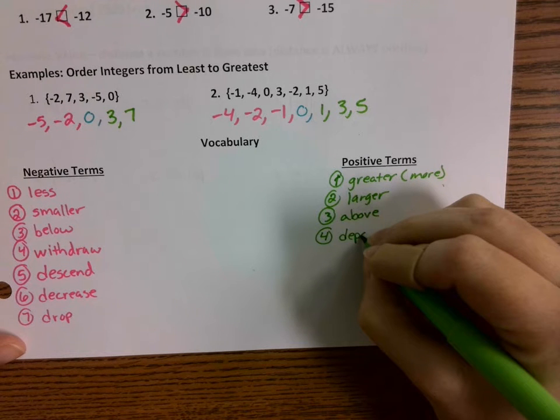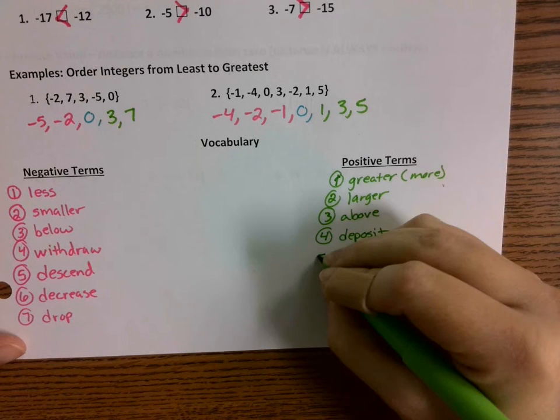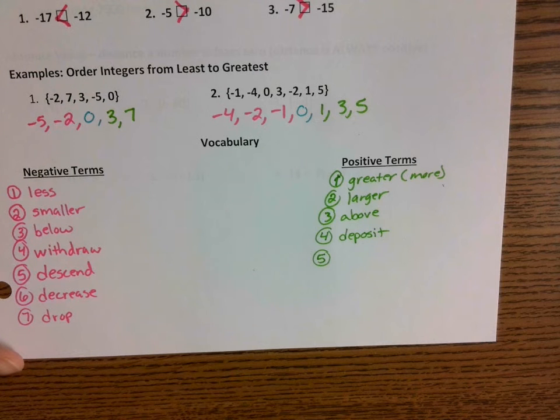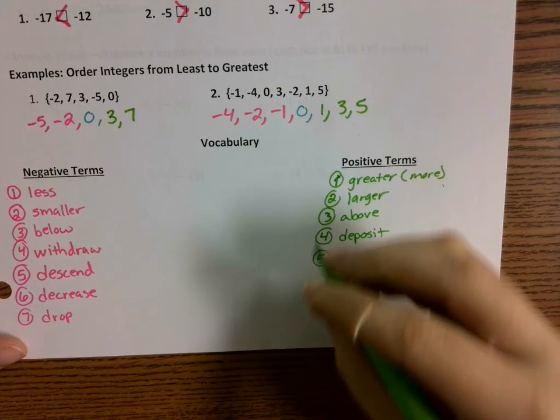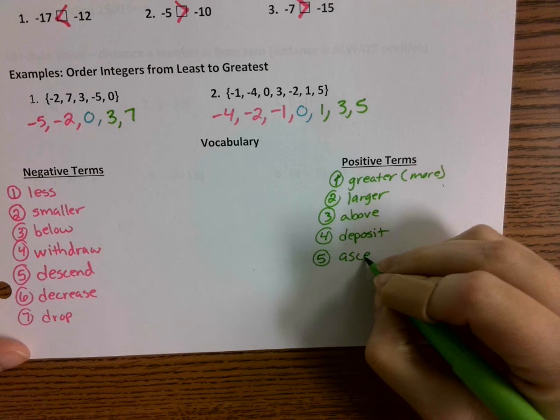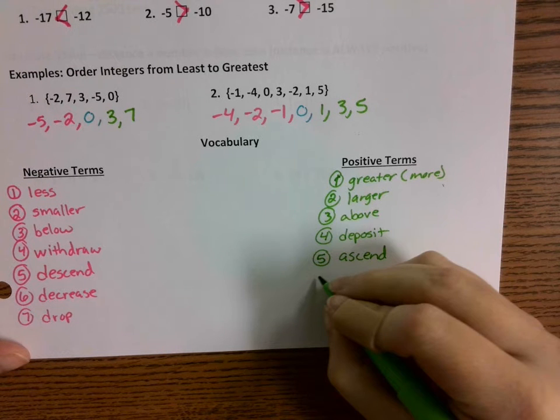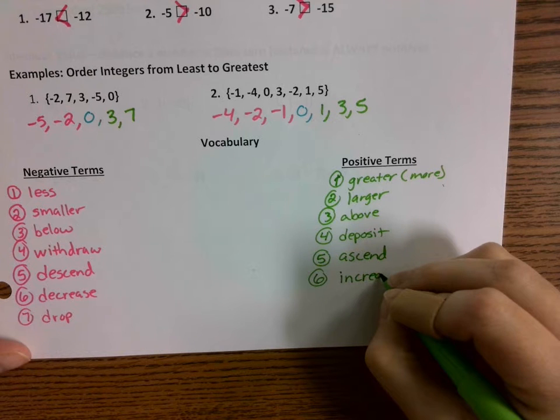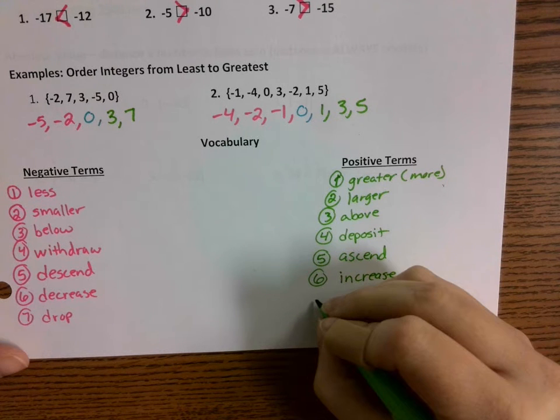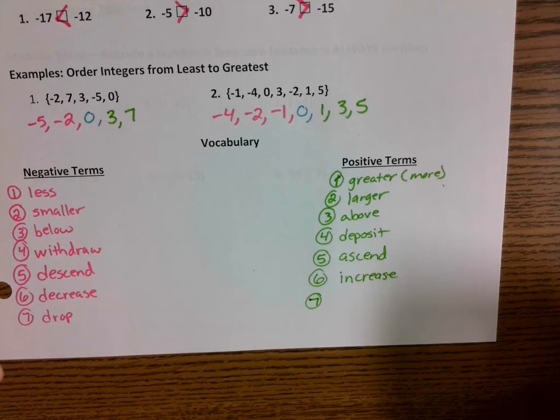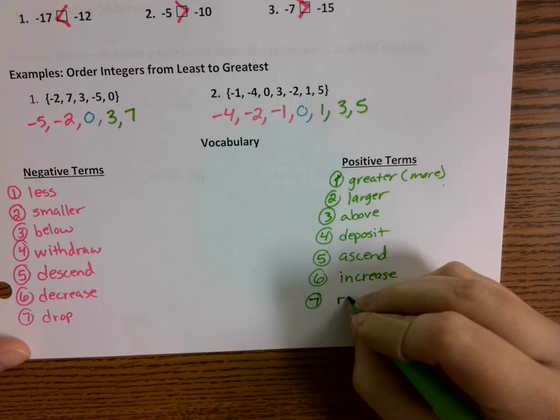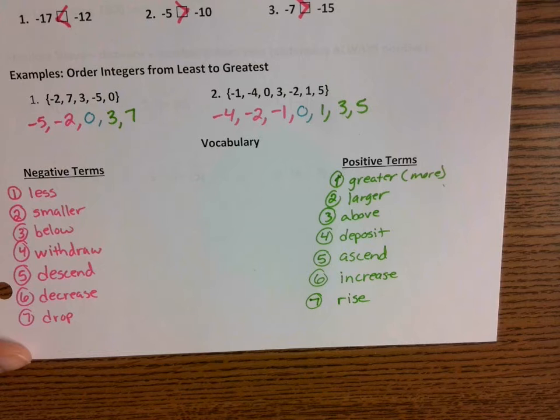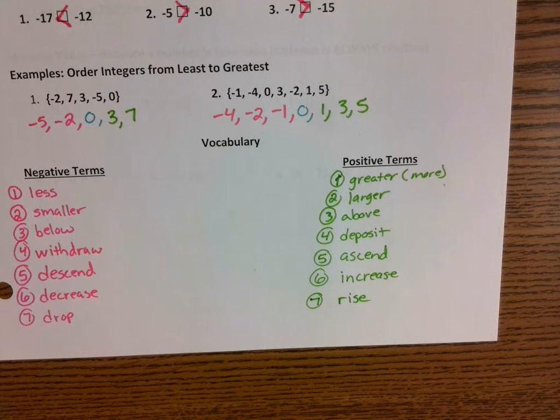Opposite of descend? Ascend. Very good. Opposite of decrease? Increase. Opposite of a drop? Raising, right? Rise. So these are just some terms that might indicate to you that you're dealing with a negative or a positive integer. So go ahead and get those copied down, then we'll go on to our next page.